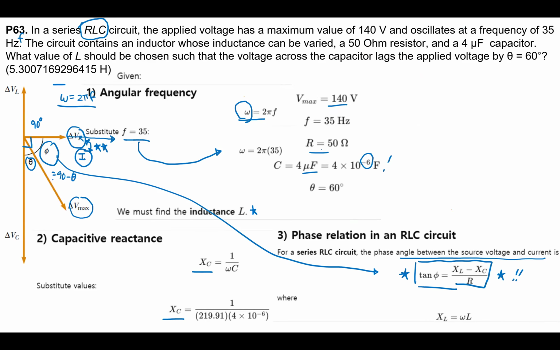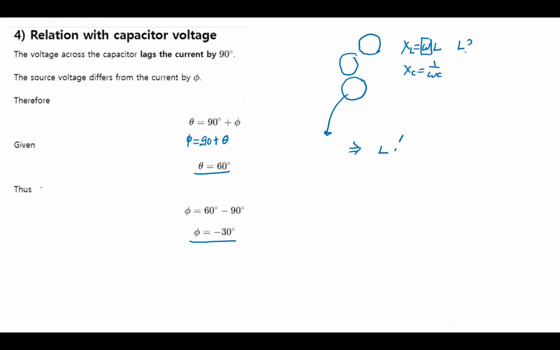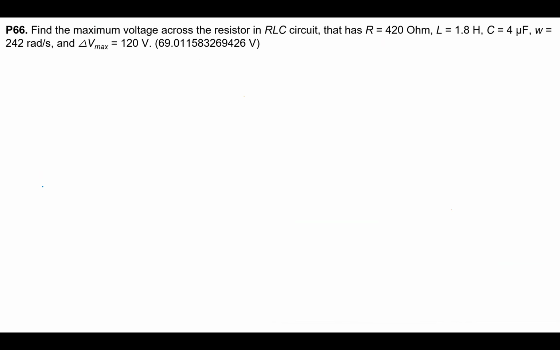Also important was the relationship between the voltage and the current, which is found right here, so that only zeta is given. Zeta is 60 degrees. And then we need to find how to find phi here. And then from phi, you can get XL, and then you can get L.